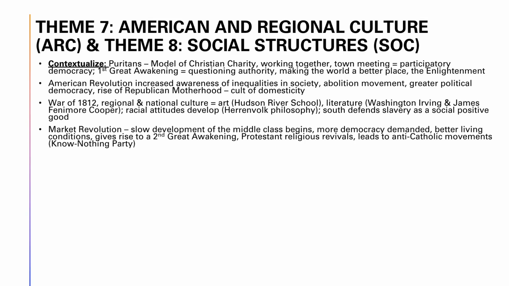We also begin to demand, again, more democracy. So mass democracy begins at this time period. All white men can vote now. Right? They get rid of land ownership. They get rid of membership in a church as a requirement to vote. They get rid of all of that. Now it opens the door to all men being able to vote, all white men. Americans begin to demand better living conditions. This all gives rise to a Second Great Awakening.